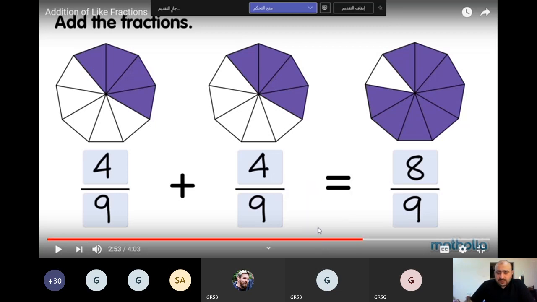If I want to use the rule, the rule says when you have like fractions, like fractions means the same denominator. Here 9 and here 9. Just add the numerators. 4 plus 4 will be 8, and put the same denominator. Continue.